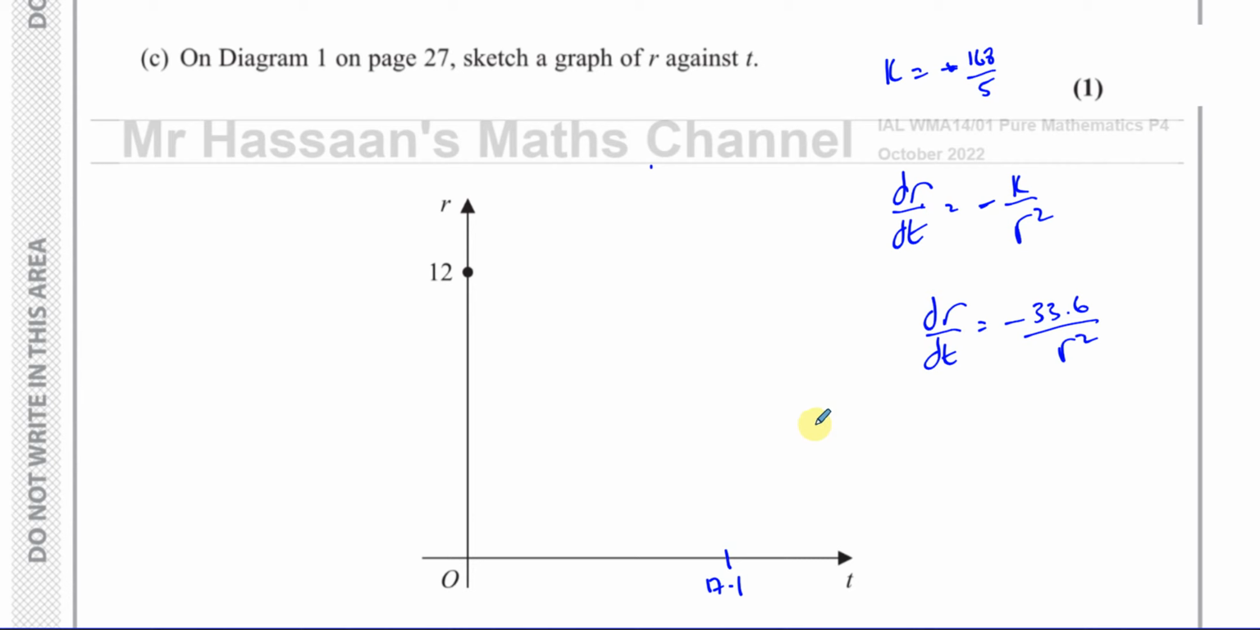Well, we know that this tells us about the gradient of the curve. This is the rate of change of r with respect to t. So this tells us what happens to the gradient as the radius increases. Now, as you can see, as the radius gets bigger and bigger, then the magnitude of the gradient is going to get bigger and bigger.